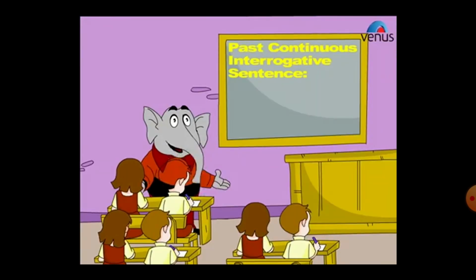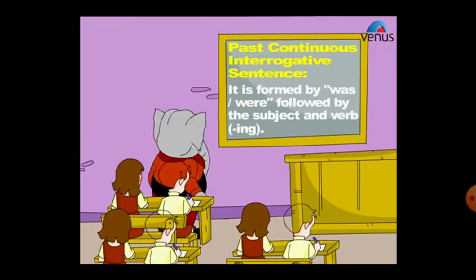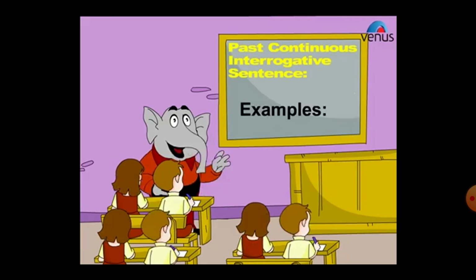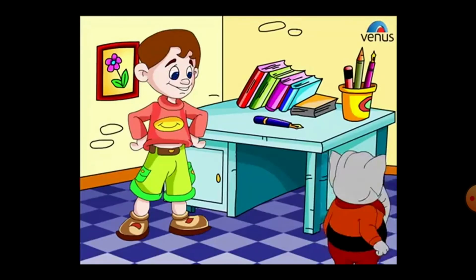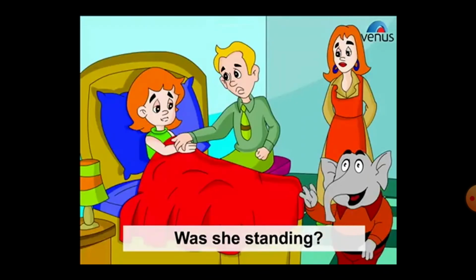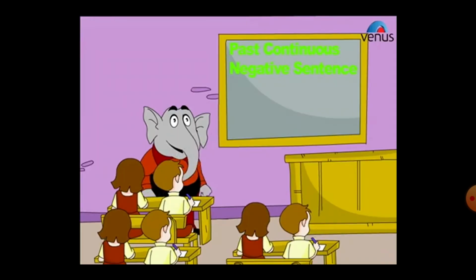Past continuous interrogative sentence. It is formed by was, were, followed by the subject and verb in ing form. Examples: was I reading? Were we singing? Were you playing? Was she standing? Were they sitting?